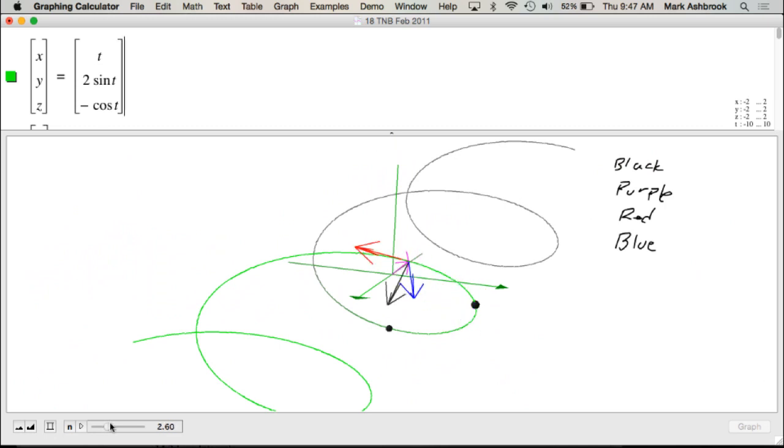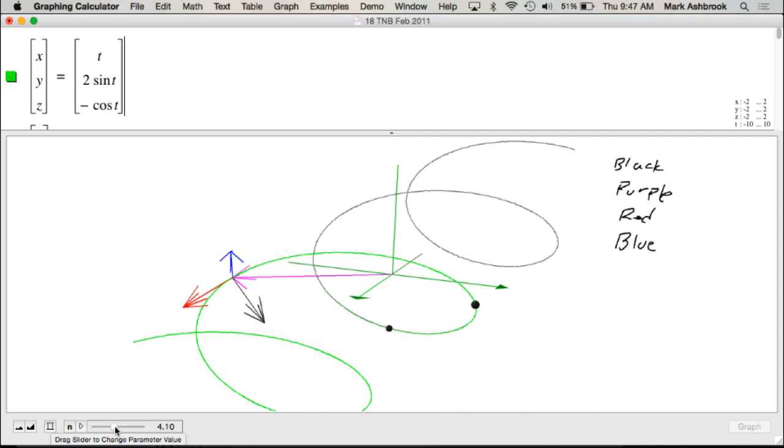Which one's pointing in the direction of the curve? Red. So it's the tangent. Which one's pointing in the direction of turning, the direction that we're turning at the moment? Black. So it's pointing to the center of the curve, right? It's pointing into the center of the curve.